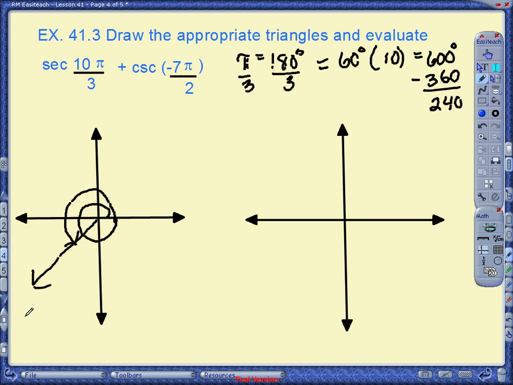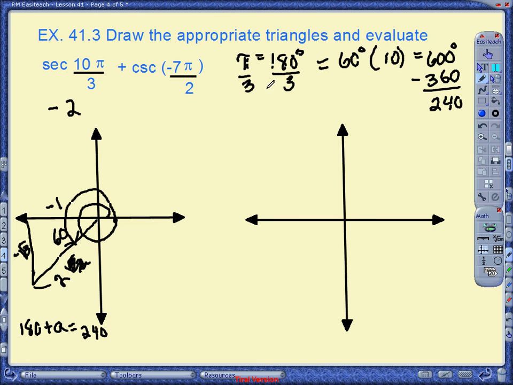Here, 180 plus the related angle equals that 240, so the related angle is going to be equal to 60. The opposite side will be -√3, the adjacent side will be -1, and the hypotenuse 2. Secant is the reciprocal of cosine, so it's not root 2, sorry, it's 2. And we have then 2 over -1, or -2.